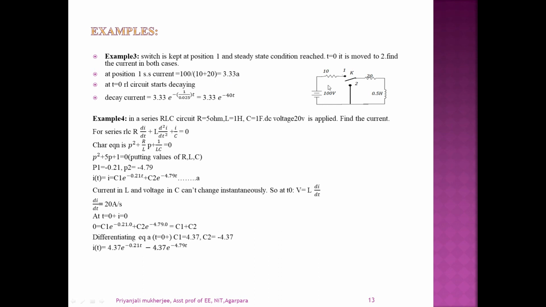And at t equal to 0 position, the RL circuit starts decaying, and the current is equal to the steady state current times e to the power minus R by L into t. So it becomes 3.33 into e to the power minus 40 t.